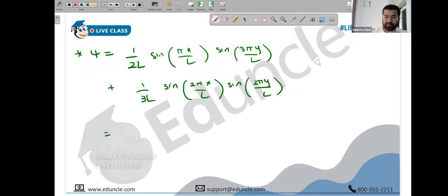What kind of a potential is this? 2D box. You have got x and y, two variables, people. So it's a 2D box first of all. In a 2D box, how do you write a wave function, people? Root of 2 by L sin nπx by L. So root of 2 by L and root of 2 by L becomes 2 by L, people.